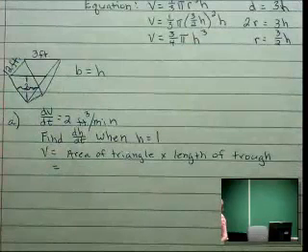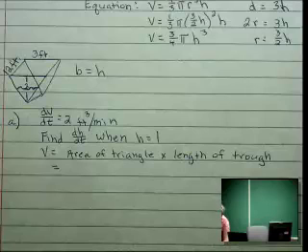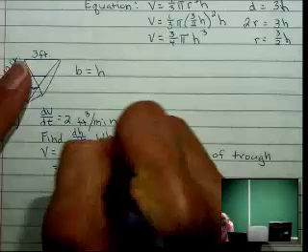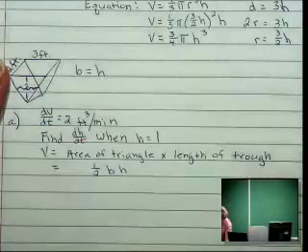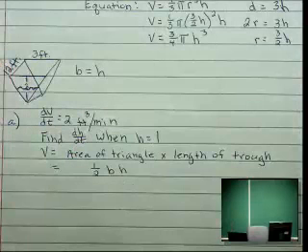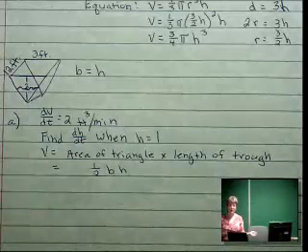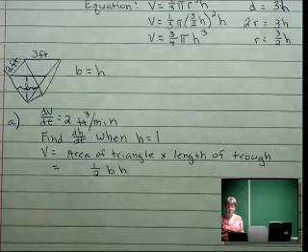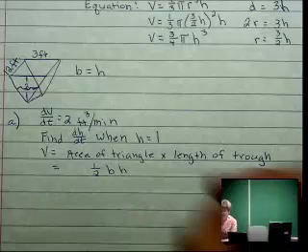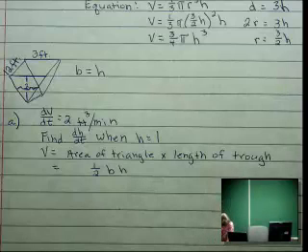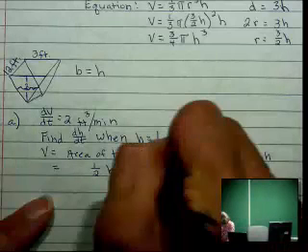The area of the triangle is 1/2 base times height, and the length of the trough, no matter how deep the water is, is going to spread from one end to the other. It's always going to be 12. Regardless of the height and the width of the surface area of the water, the length is always going to be 12.